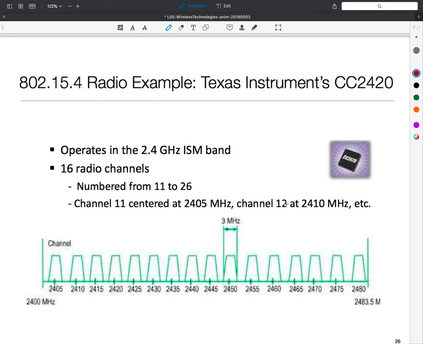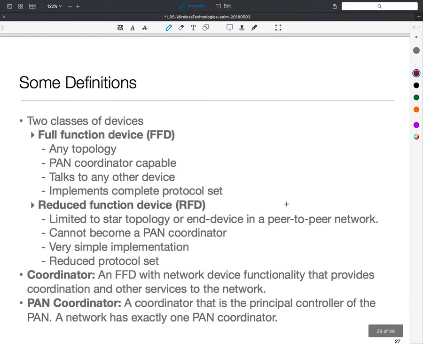There's a whole bunch of channels 3 megahertz wide, and the transmission takes place in one of the 16 channels that are allocated to Zigbee. And there are all sorts of issues, like you want to separate them out so that 2 nearby channels are not used in the same location and stuff like that.